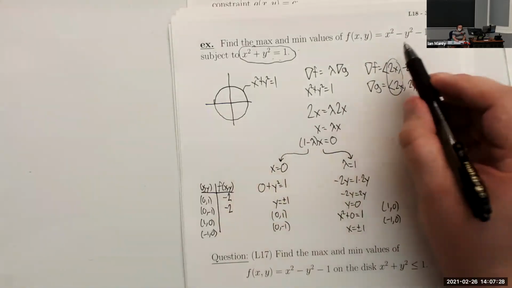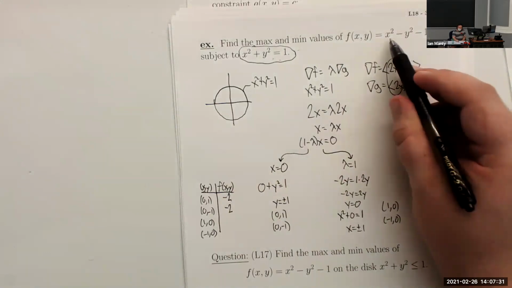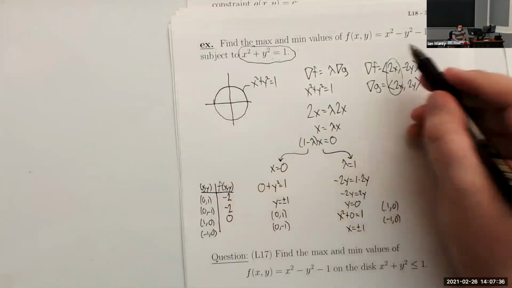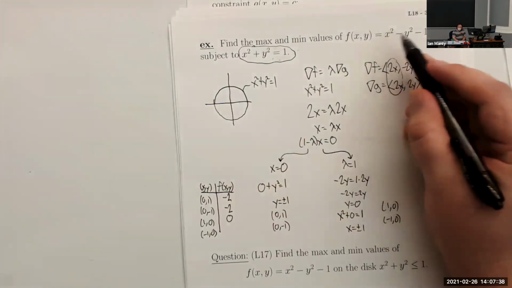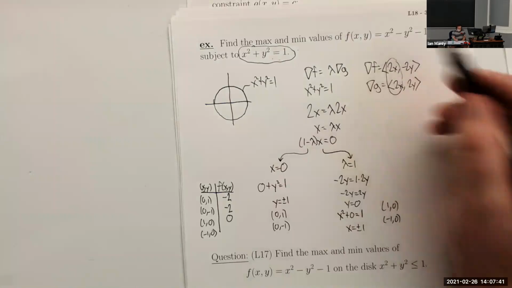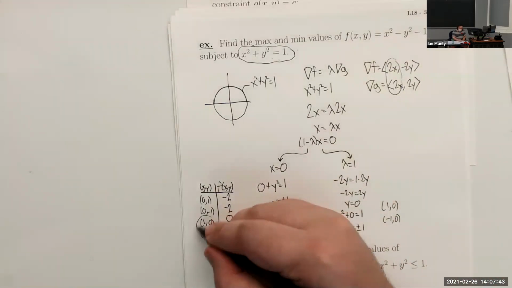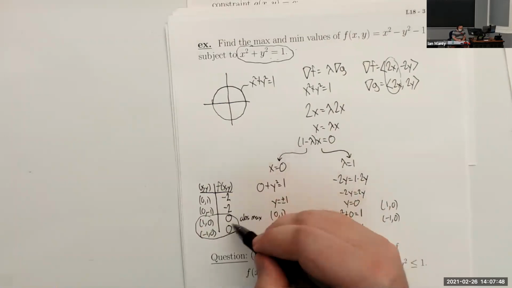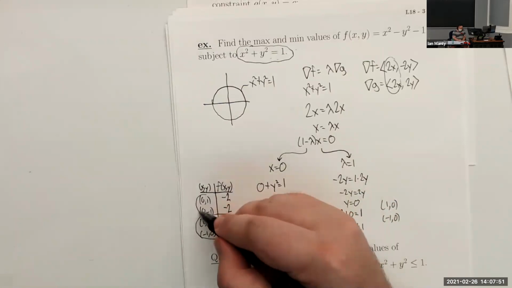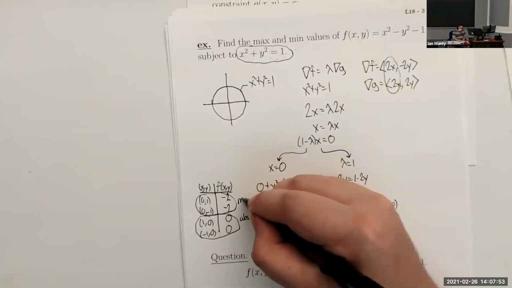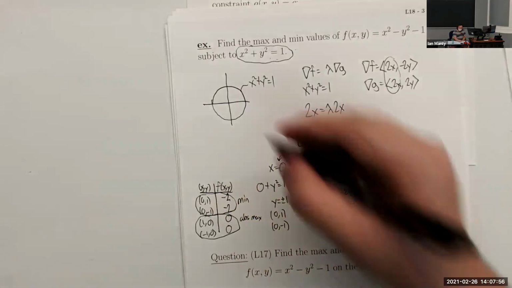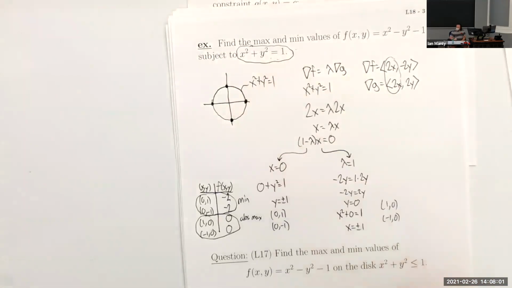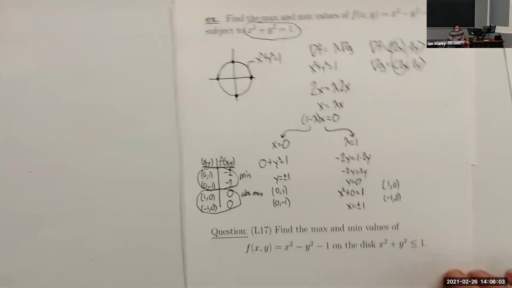All right, now I'm going to take 1, 0 and put it into here. I have 1 minus 0 minus 1, so that'll be 0. And then the same thing happens with negative 1, because I square it and get positive 1 right here. All right, so then that means that our absolute max for this problem happens here at one of these 2 points, and then the minimum happens here at one of those 2 points. So they're at the extreme ends of the circle here, all 4 corners of the circle.